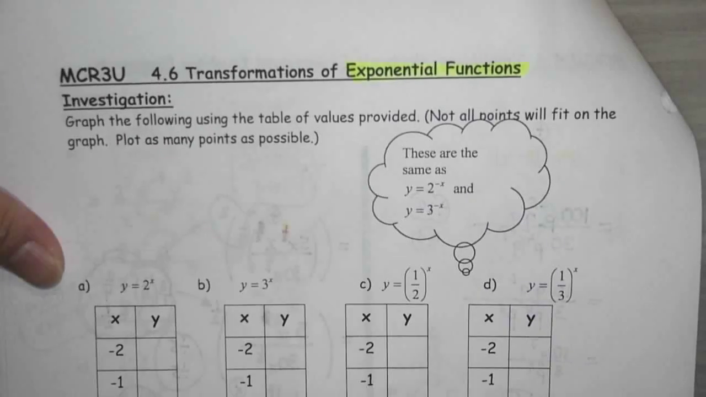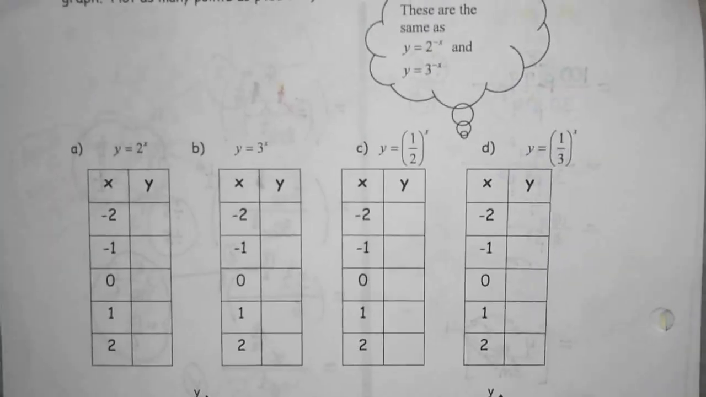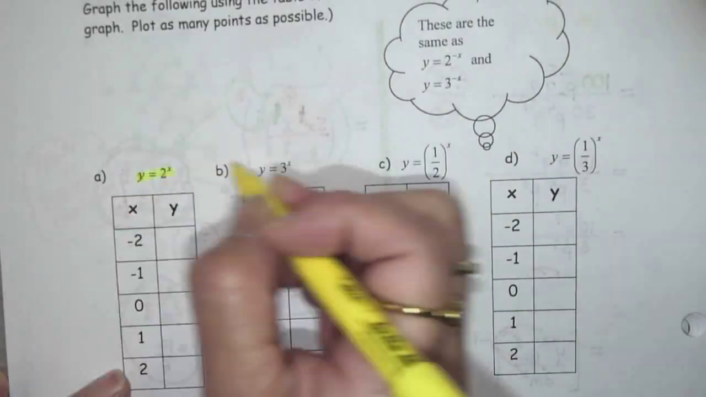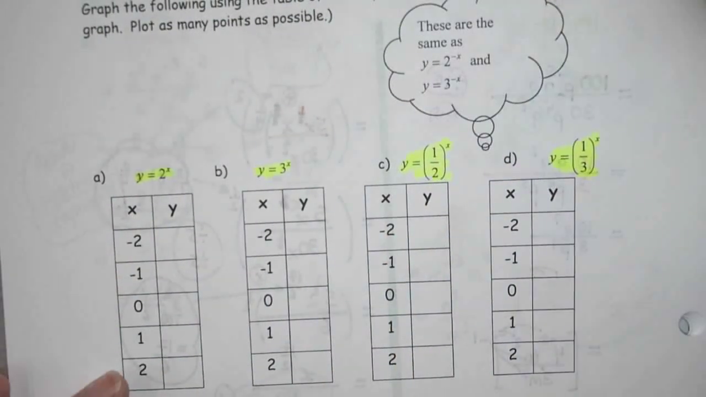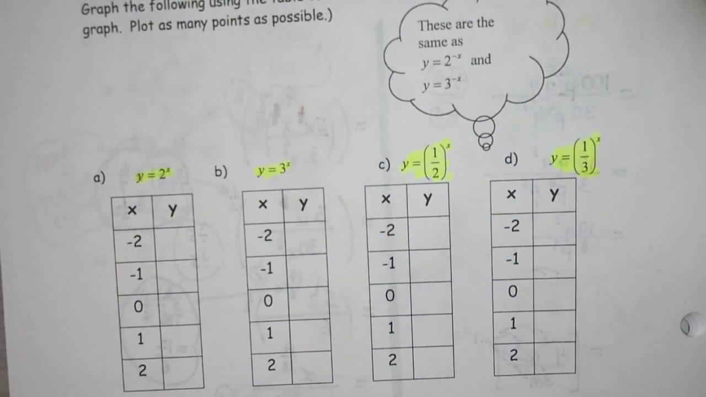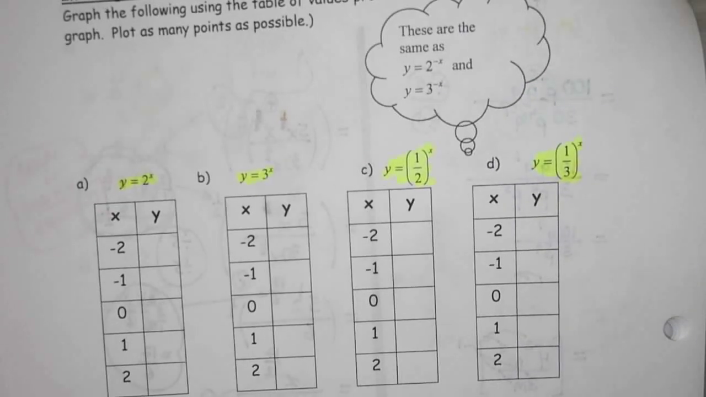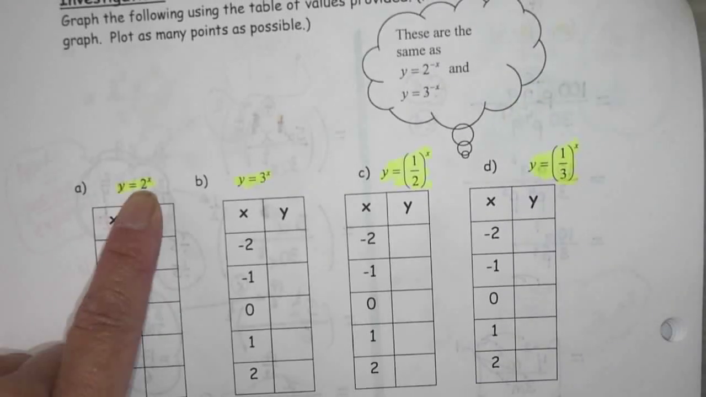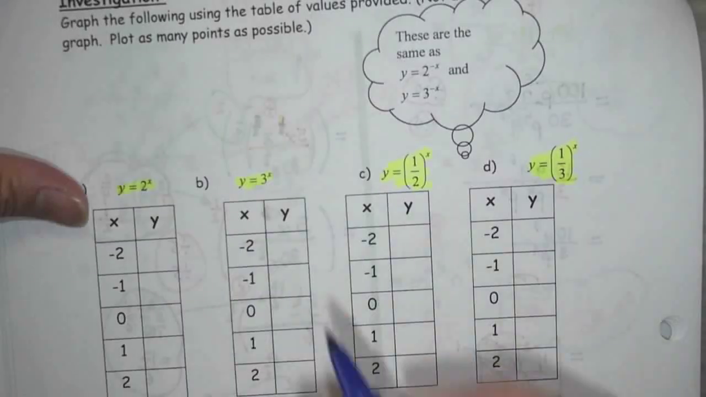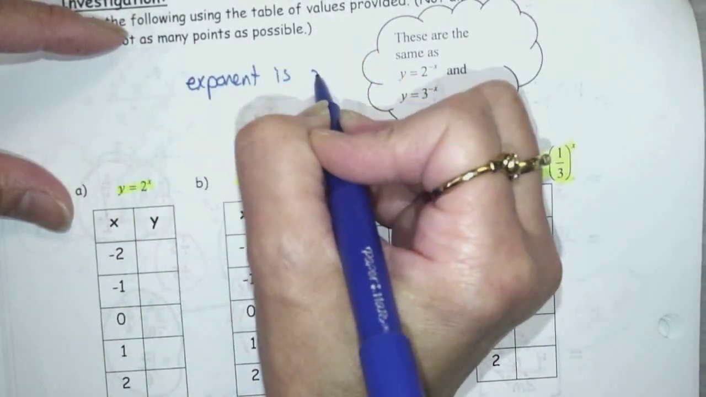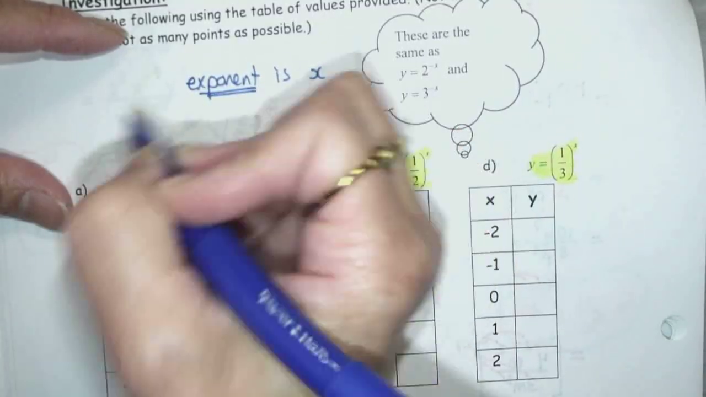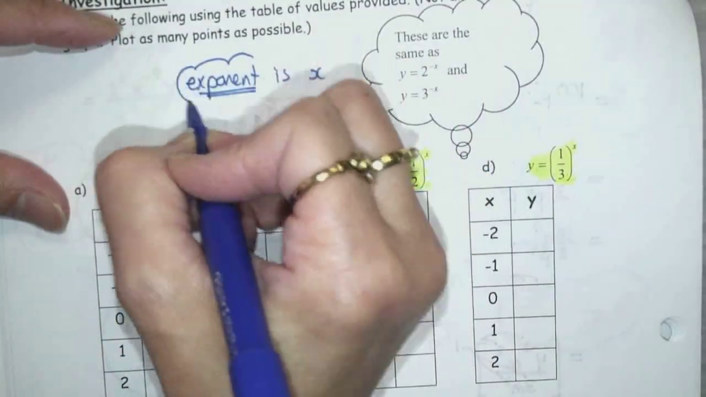What is an exponential graph? An exponential graph is these guys. What do you notice about an exponential graph? They have an exponent of x, right? So the exponent is x, or a variable, right? So that's what we're looking at.